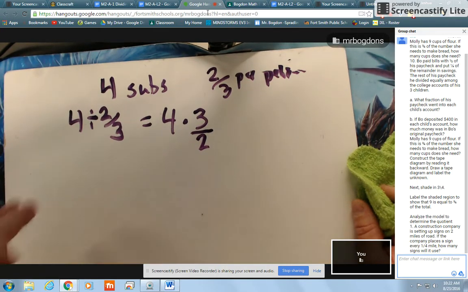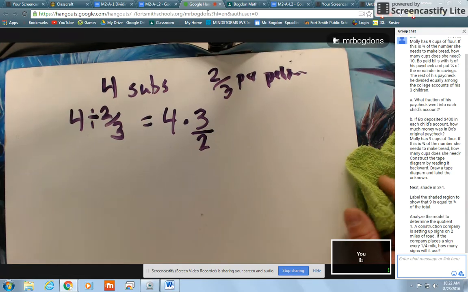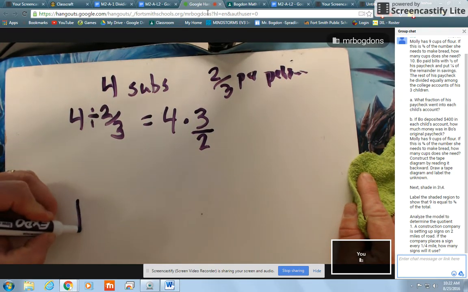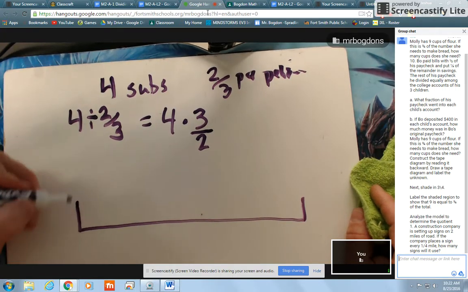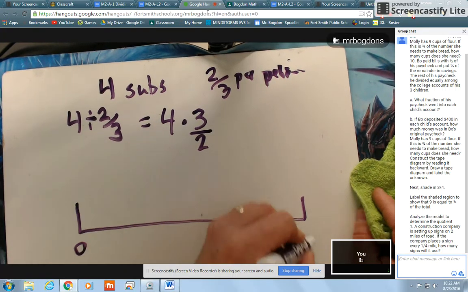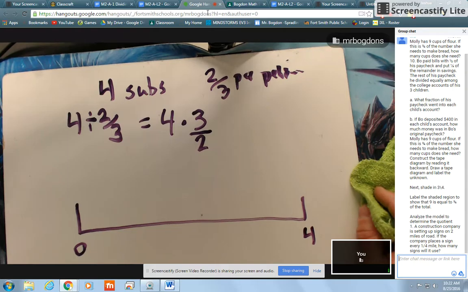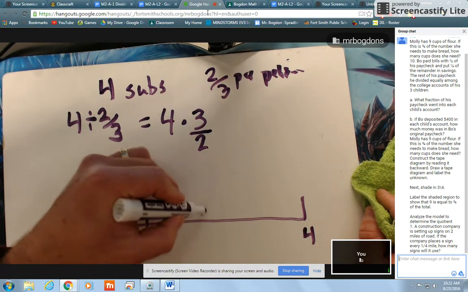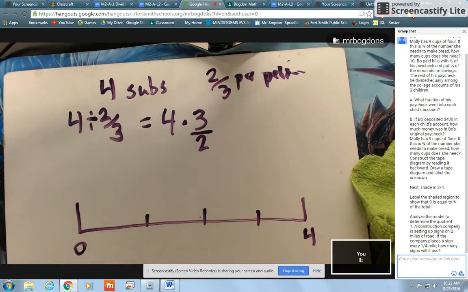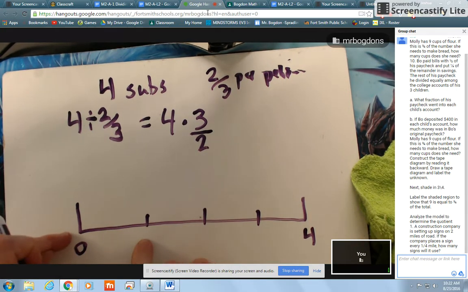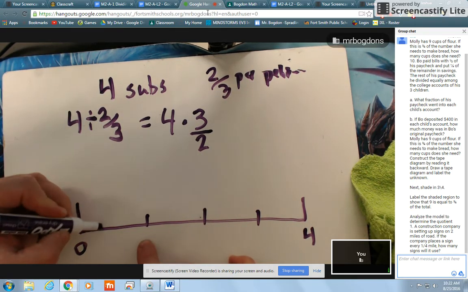Well, before we solve either one of these, I want to draw a model. I want to show a tape diagram or a number line. In this case, I'm going to use a number line. I'm going to start with 0 subs, going to 4 subs. How many subs do I have total? 4. Okay, now what size groups am I splitting this into? The first sub is being split into thirds.